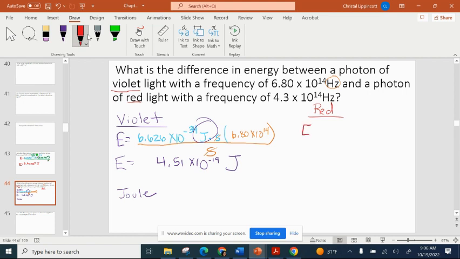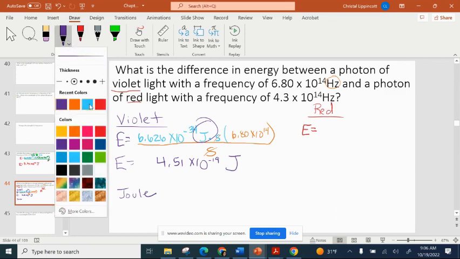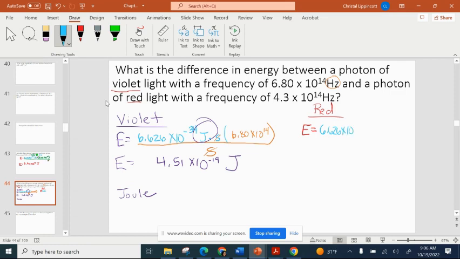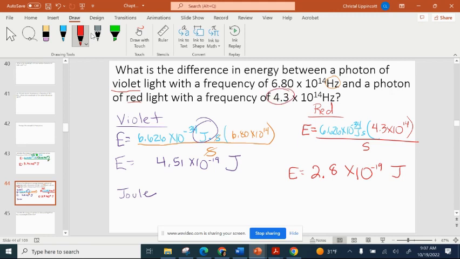All right, the next one then, we're going to figure that out for the red light. So same setup as before. I'm going to multiply that by our red light here, and that's 1 over seconds. And you should have gotten 2.8. Oh, 2.8. Yep, that's right. 2.8 times 10 to the negative 19th. And again, joules. And that's 2 sig figs because your measured amount was 2 sig figs. Okay, questions?